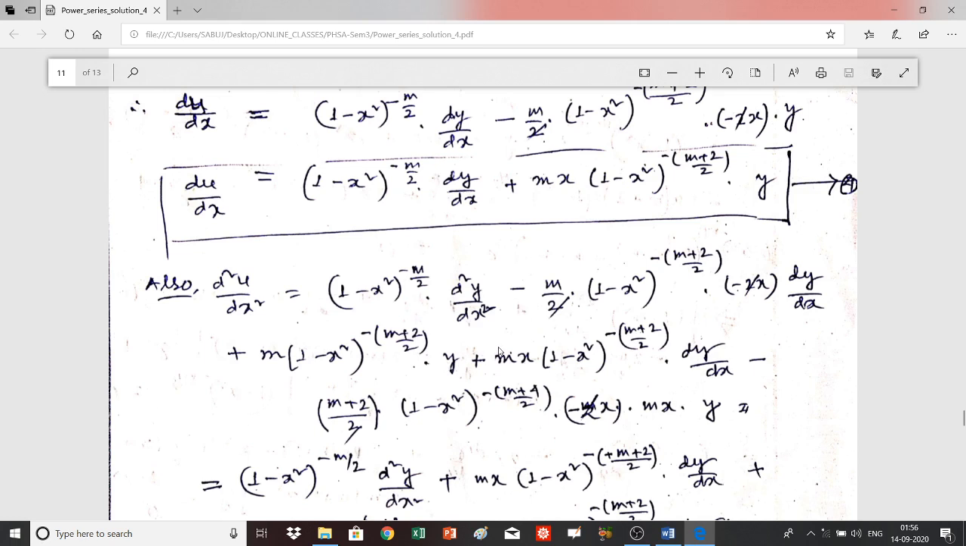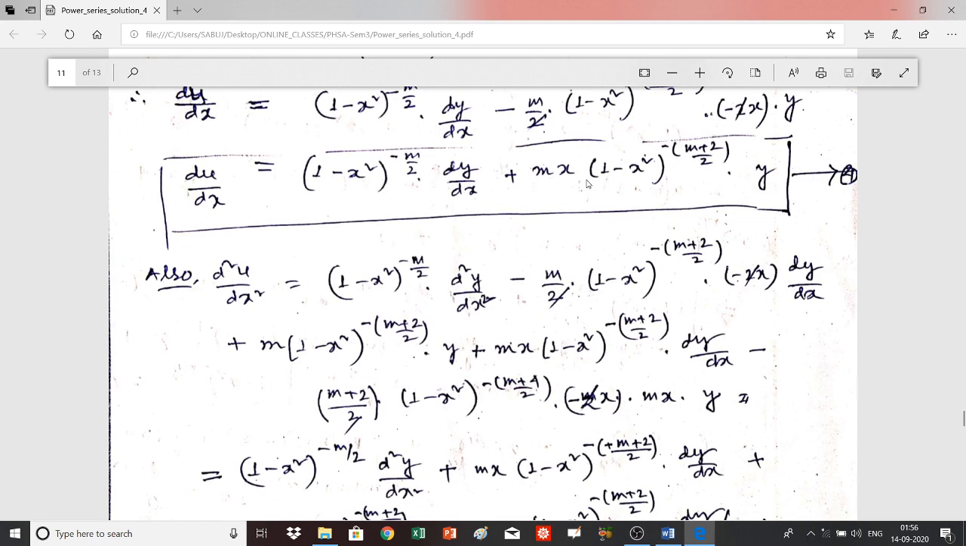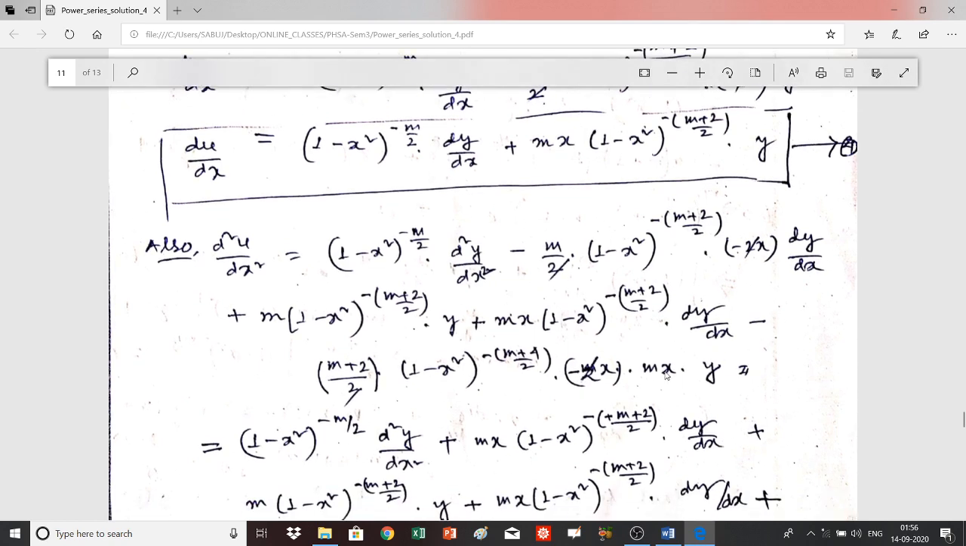So if you wish to differentiate y, the terms that will be constant here are mx into (1 minus x square) to the power minus (m plus 2) by 2 into dy by dx. And finally, for differentiation of this term, the constant terms are mx and y, so right here mxy.